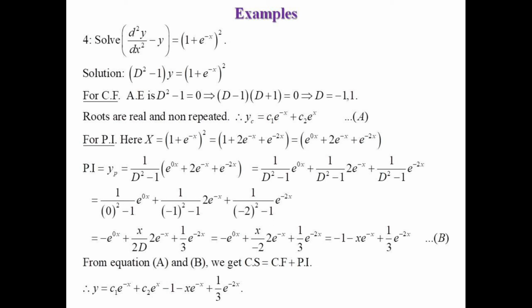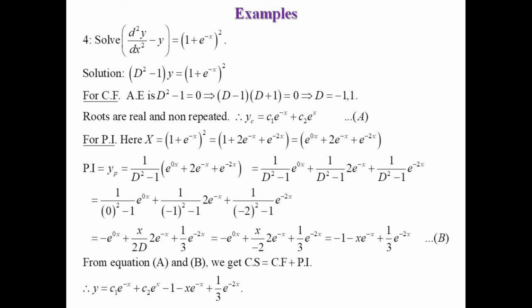Now let's find out the value of the particular integral. Here the right hand side is (1 plus e raised to minus x) square. So this is not in our standard form. First try to convert the given expression into standard form. If we expand the square, we apply the formula (a plus b) square, which is a square plus 2ab plus b square. So 1 square is 1, plus 2 times 1 into e raised to minus x, which is 2 e raised to minus x, plus b square, that means e raised to minus x squared, which gives e raised to minus 2x.